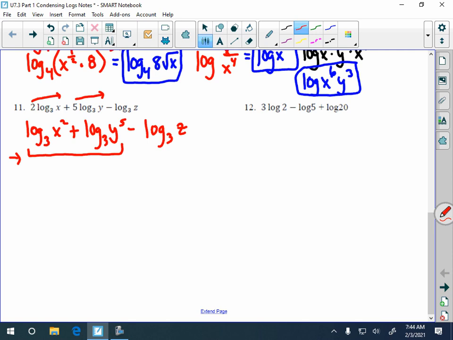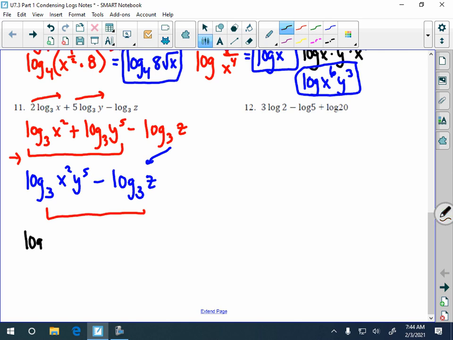I'm going to combine the first two together. So I have addition, so I'm going to change to multiplication. So that's x squared times y to the 5th. And then minus log base 3 z, so I just brought that one down. So now I can combine these two logs together, and because it's subtraction between the two, that's going to condense to a fraction. So now I have log base 3 of x squared y to the 5th over z. So again you can see it's a log base 3 and then there's a fraction off to the side.